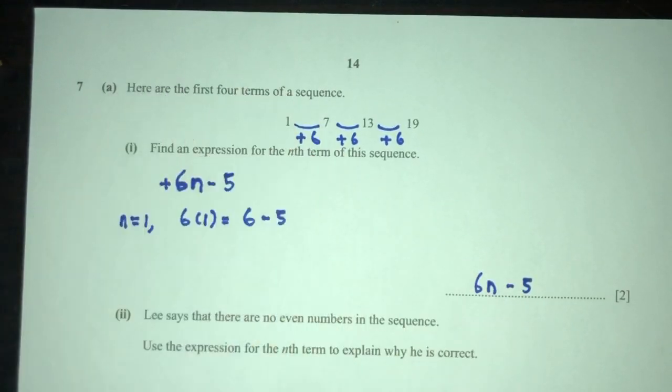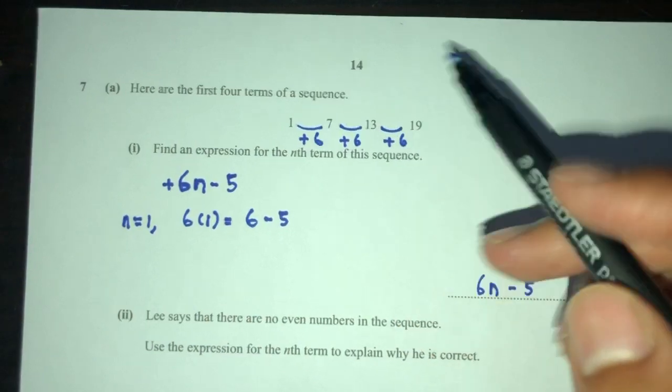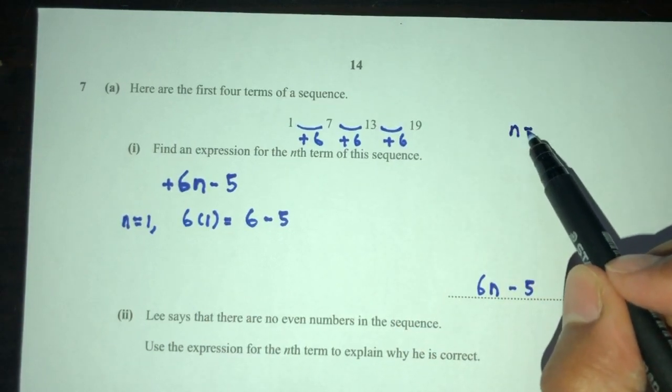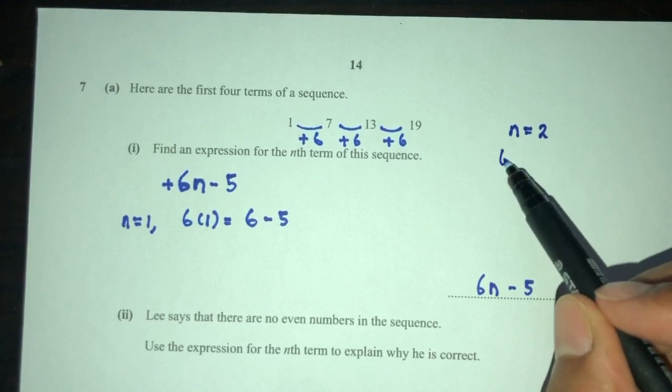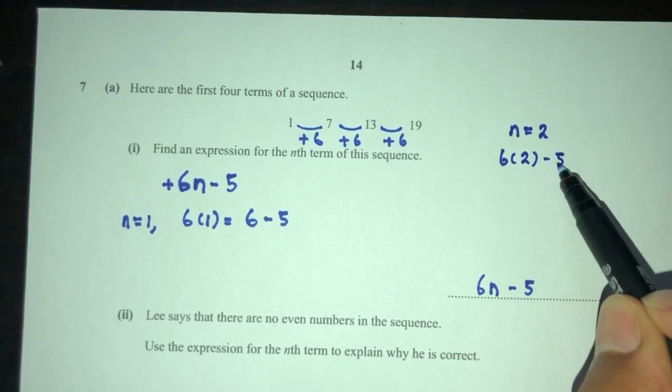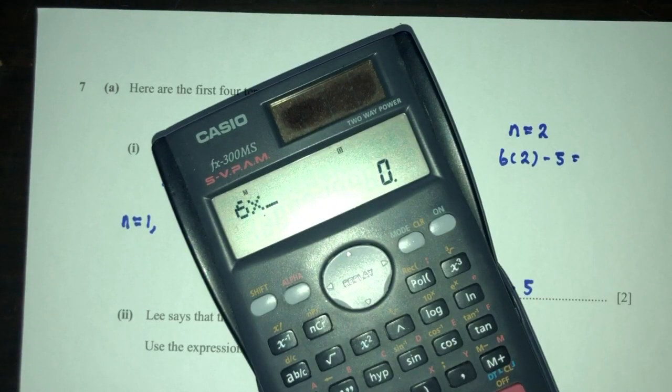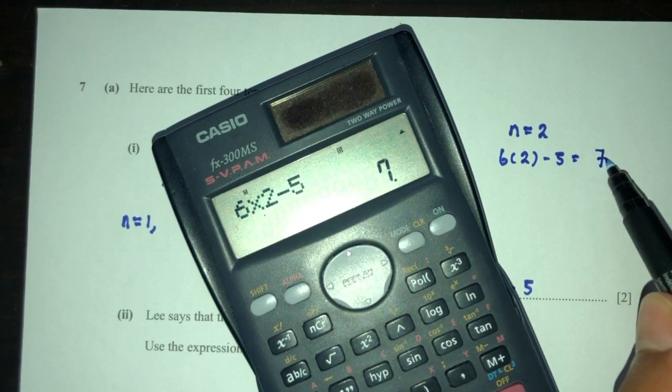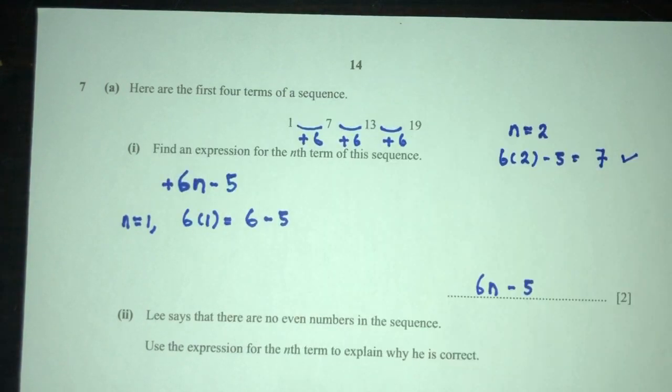Obviously, you can check for the rest. For example, the second term is 7. Second term is when n is equal to 2. So we replace here, 6 times 2 minus 5 is what? 6 times 2 minus 5 should be 7. So that confirms that is the good expression.